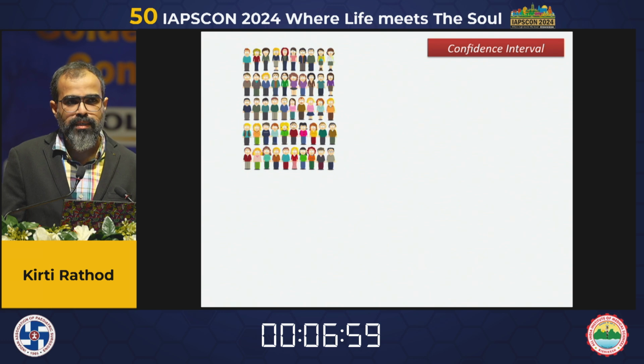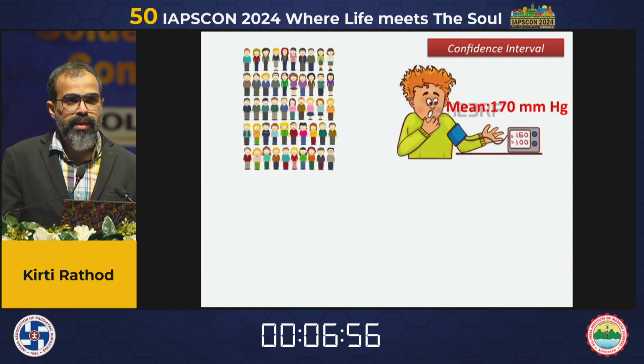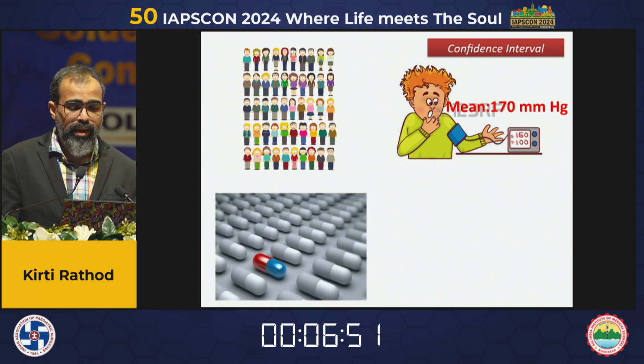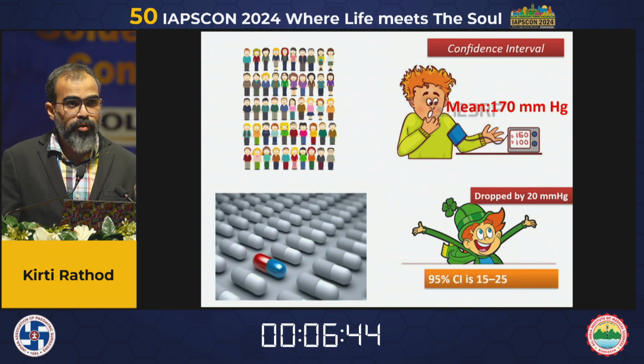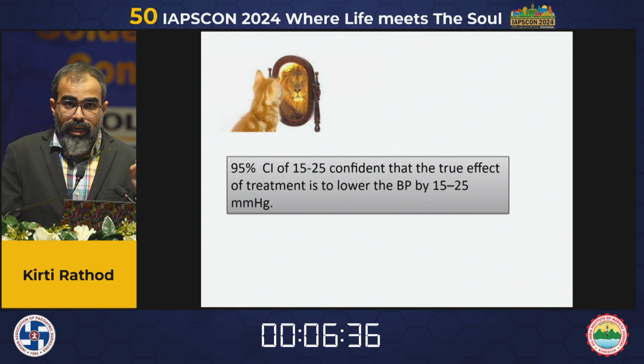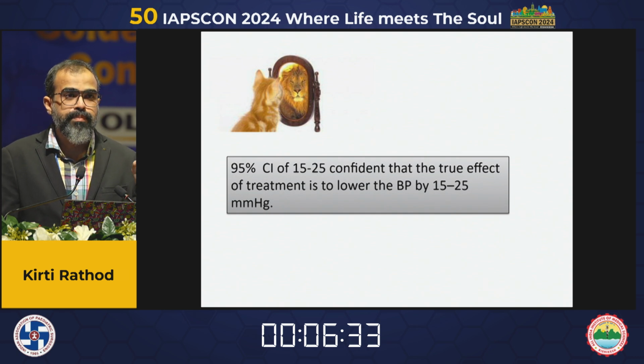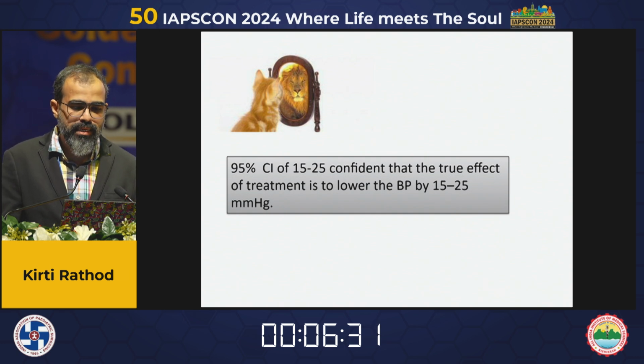Suppose you have a set of people, a population. The mean systolic BP of this population is 170. Now you found a magic pill, and you are able to reduce their BP by 20 millimeters using this pill. And the confidence interval derived by a statistician, at 95% confidence, is 15 to 25. What this means exactly is that you can be 95% sure that this drug was able to decrease the actual systolic BP by 15 to 25. This is as simple as this is.